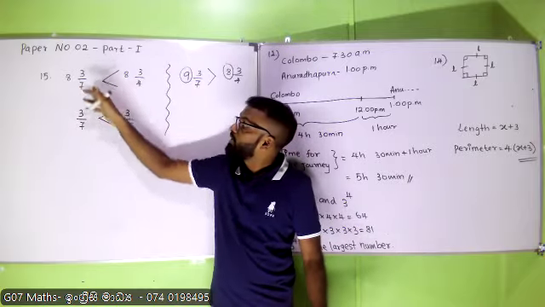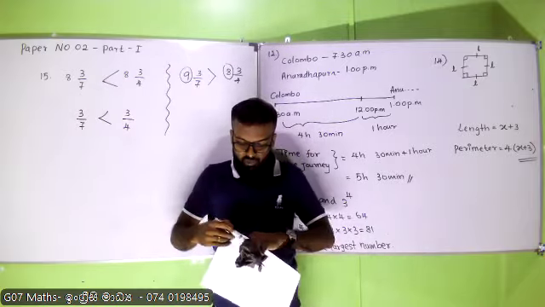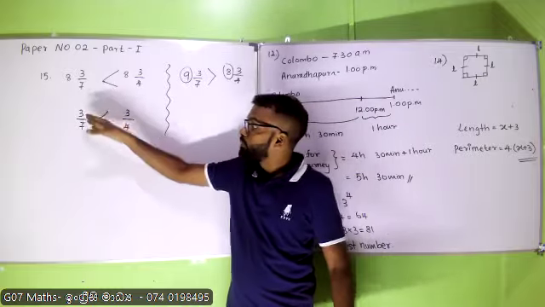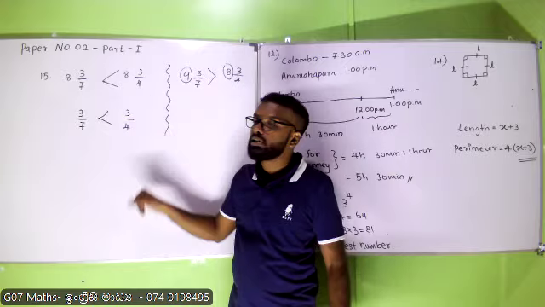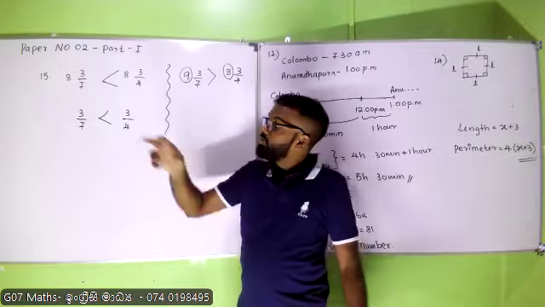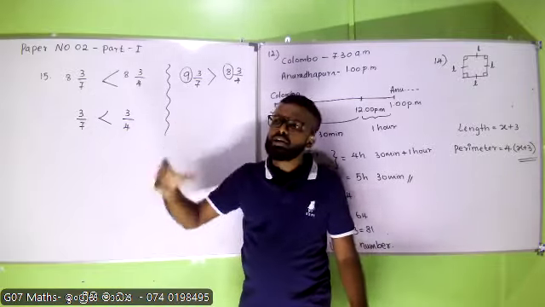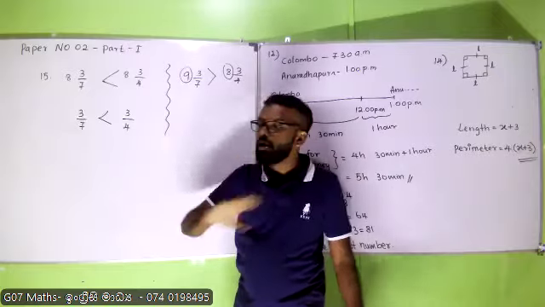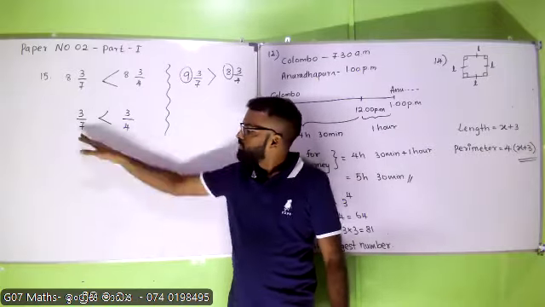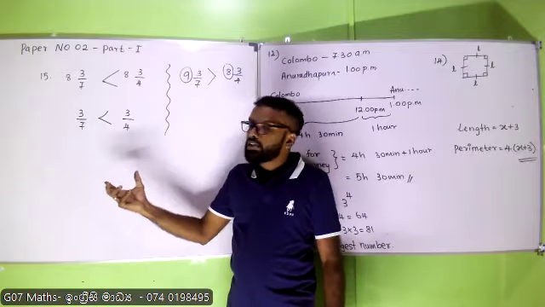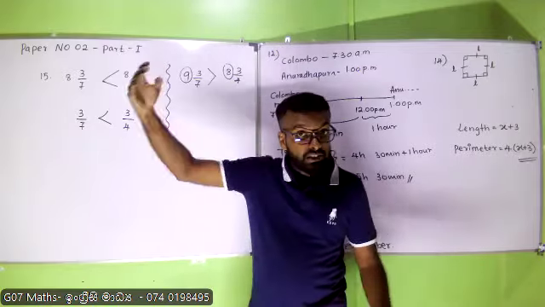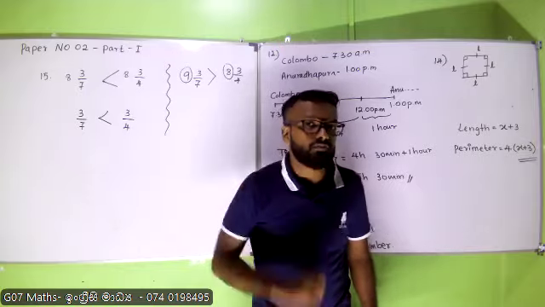Then we have to compare 3 upon 7 and 3 upon 4, our fractional parts. When we consider the numerators, those are also equal. Doesn't matter. Forget it. Now we have to compare the denominators, 7 and 4. The fraction which has the biggest denominator is the smallest fraction.